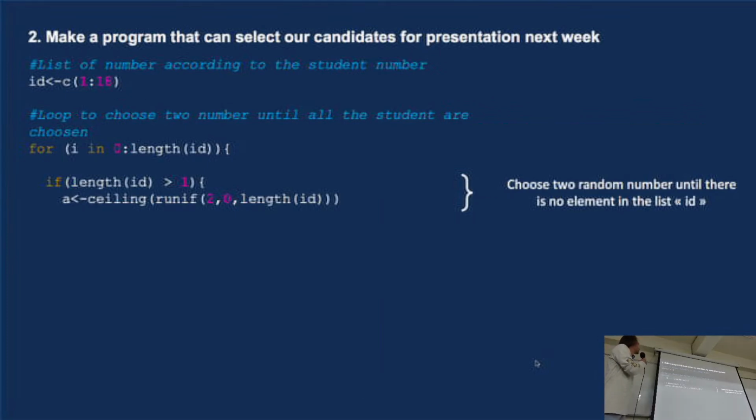And then for the last question, make a program that can select our candidates for presentation next week. Here I start by defining a list of numbers, which is the number of students we have in the class. Then I decided to make a loop to choose two numbers until all the students are chosen. For that, I create a for loop from 0 to the length of ID. And then these first two lines are made if the computer selects the same number two times, you have to restart. Oh no, sorry, it's not this part. This part is just to start with two numbers.